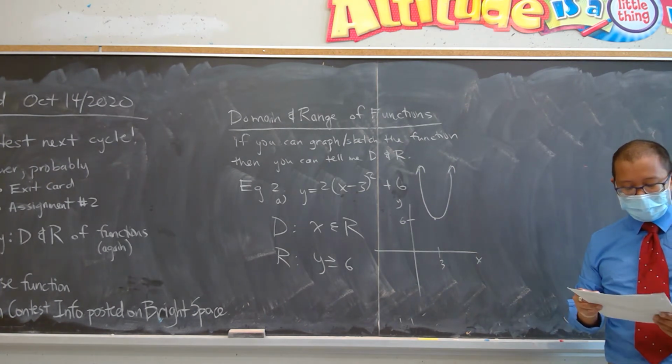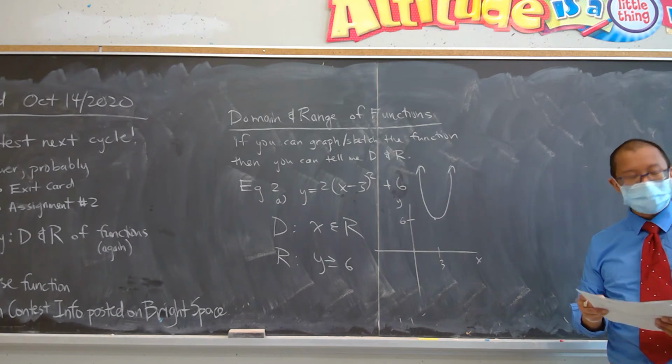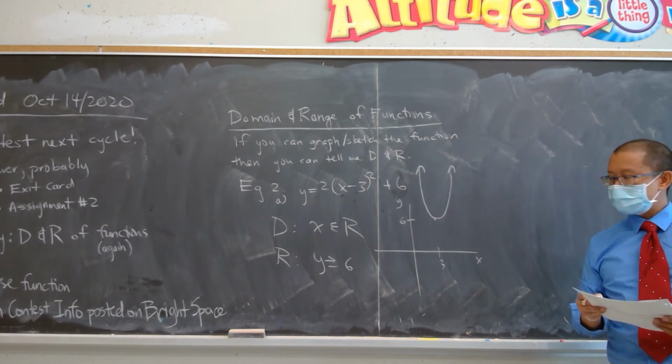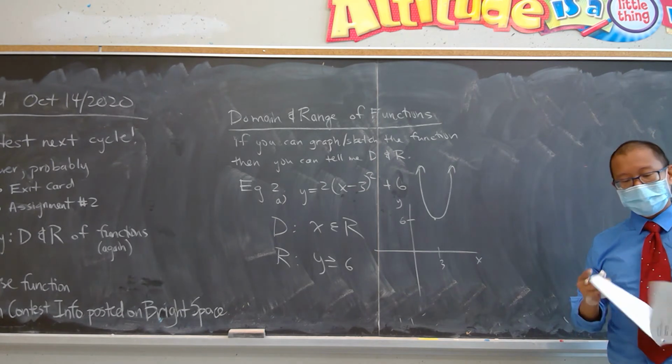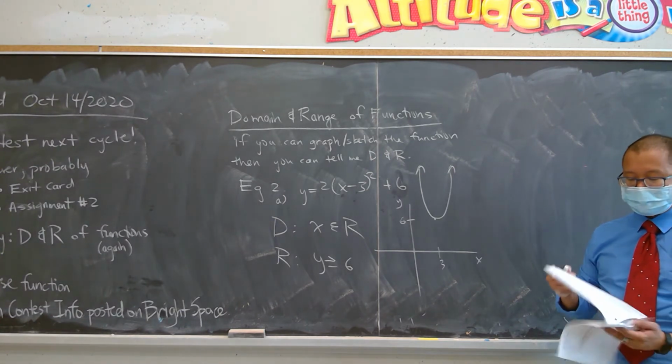So for examples B, C, and D, you could probably figure it out on your own. Okay, so that's the domain and range for quadratics. We'll turn the page over.